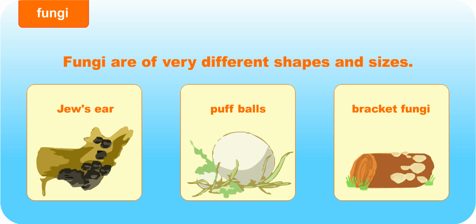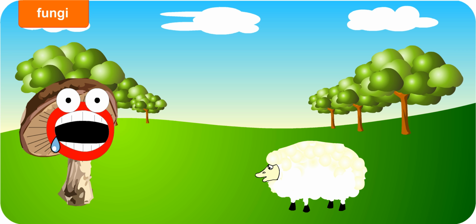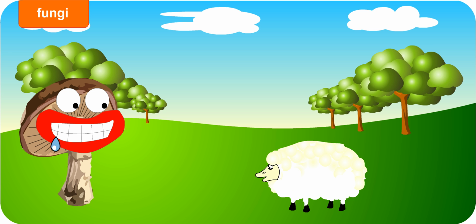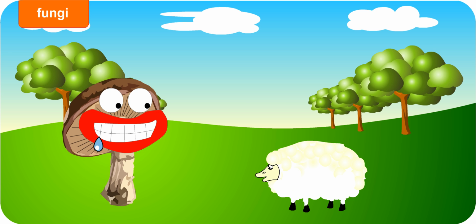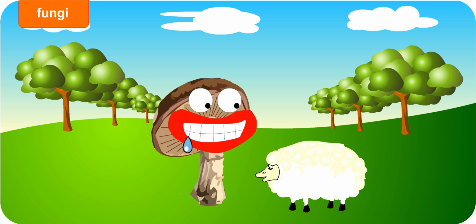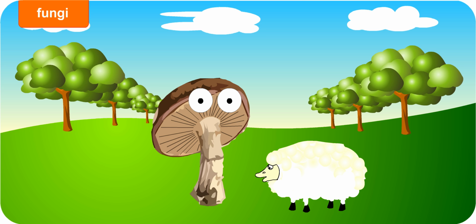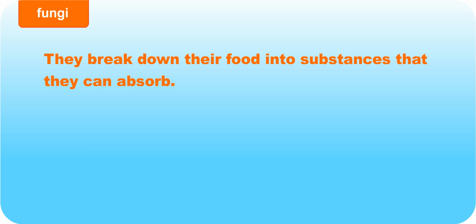So if fungi cannot make food, what does it feed on? Fungi feed on plants and animals, dead or alive. They also feed on things which are made from plants or animals. But they do not have a mouth like animals, so how do they eat? They break down their food into substances that they can absorb, and when they do this, they cause decay.